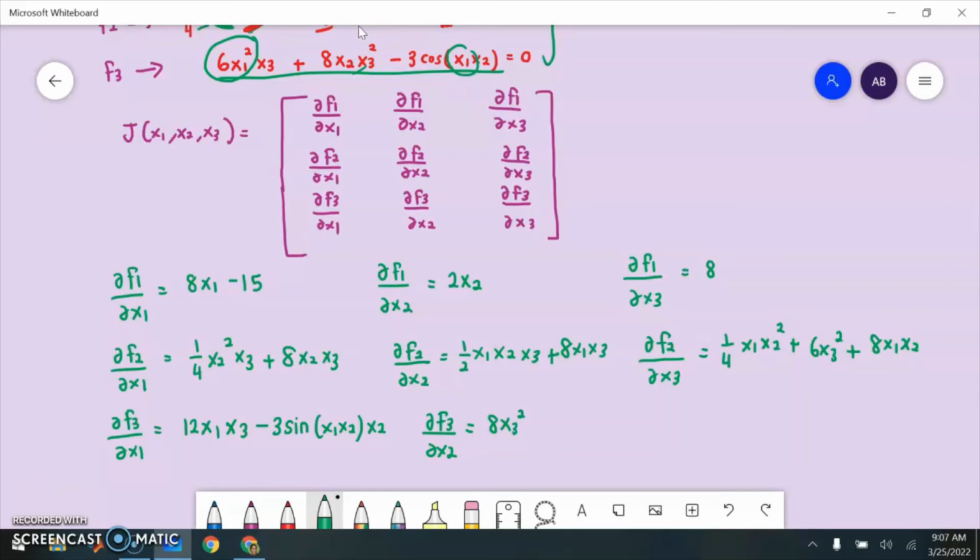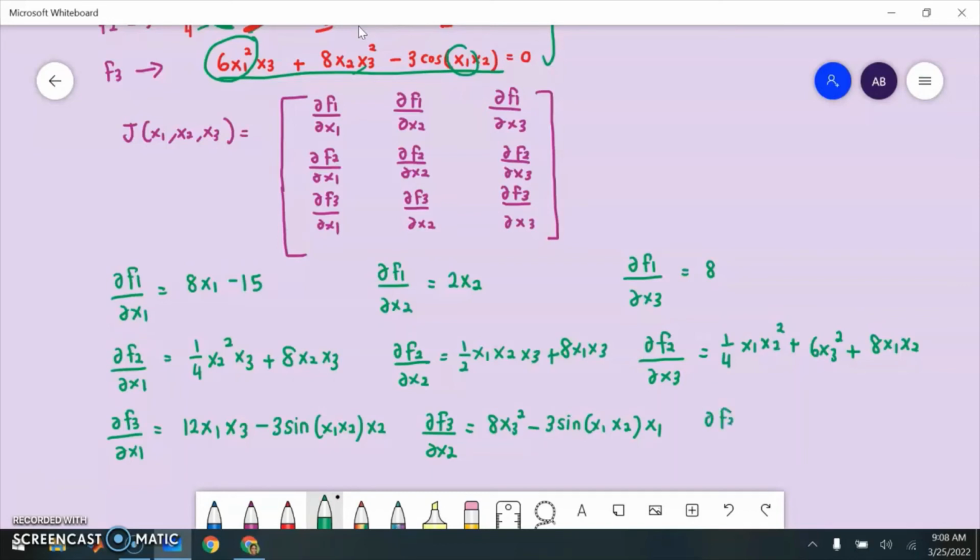So take the derivative of cos will give me negative 3 sine x1 x2. Now I am taking the derivative with respect to x2. That will give me x1. Okay, that's done, the third function with respect to x2.